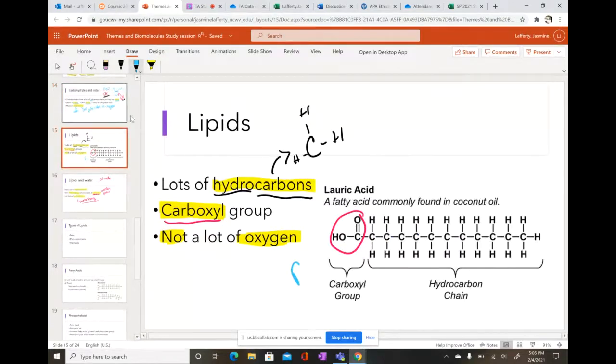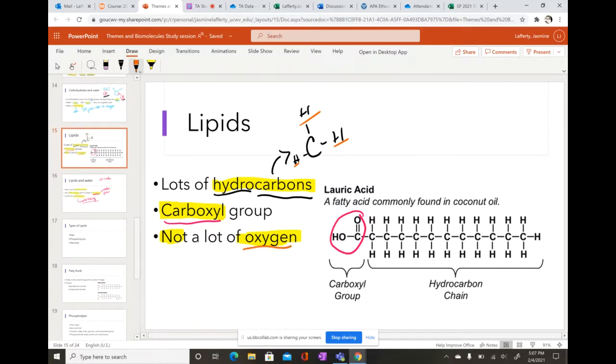Okay, so lipids. On the flip side of this, let me switch colors again here. Lipids have a lot of hydrocarbons, which is what I have here, just a carbon with a lot of hydrogens attached to it. It does not have a lot of oxygen.